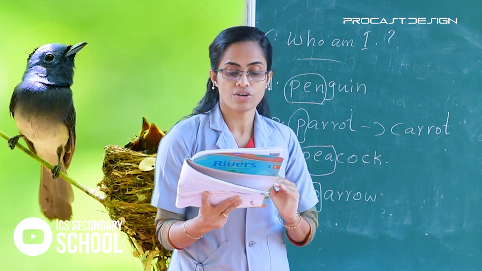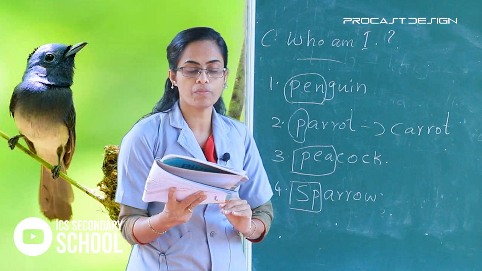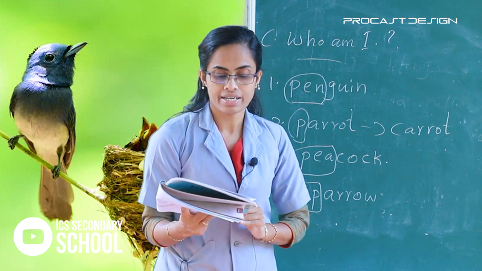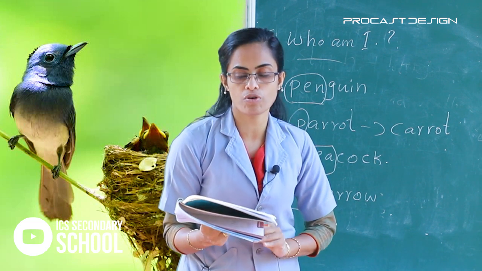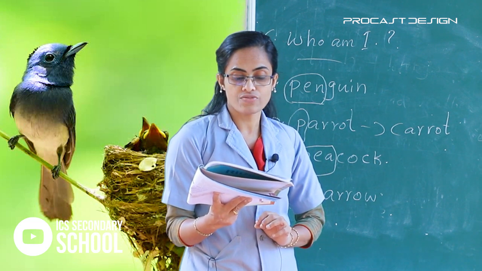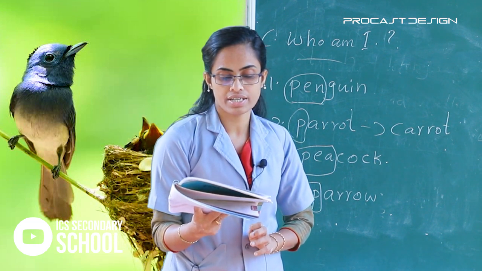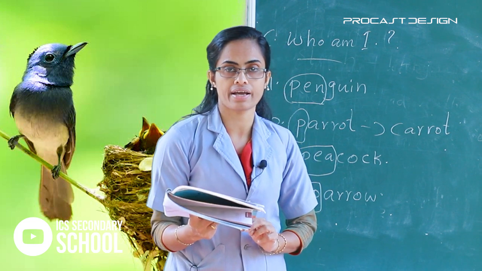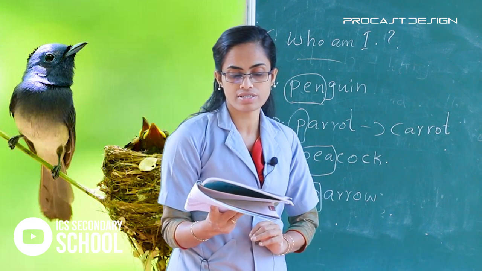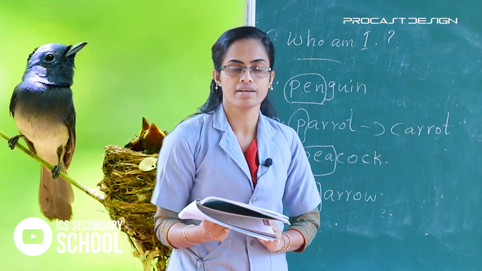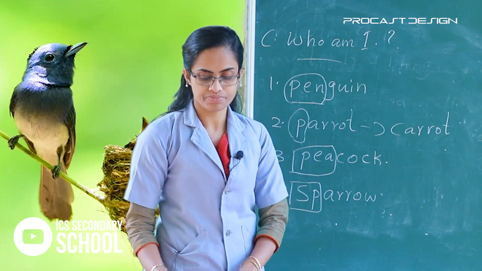And the third one, contour feathers, down feathers and flight feathers cover the body of a bird. Next, upstroke and downstroke are the two types of wing movements. The last one, a bird has a boat-shaped body and hollow bones that help it to fly. These are the revision points, and all of you study well.